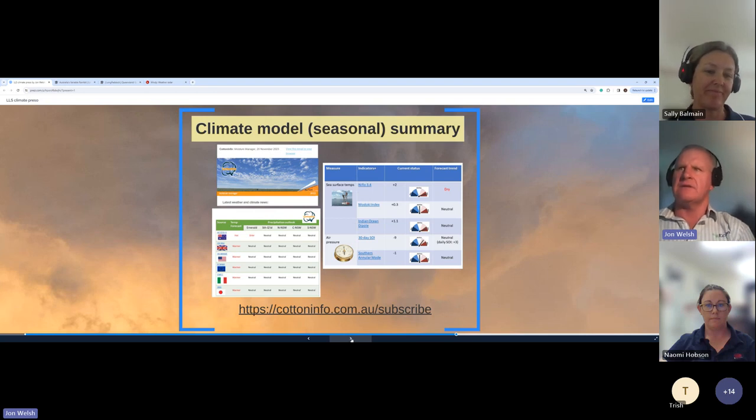And then onto the seasonal model summary here. This is a free service that the cotton industry gives to its growers. You don't have to be a cotton grower to subscribe. There's a monthly e-news that comes out.